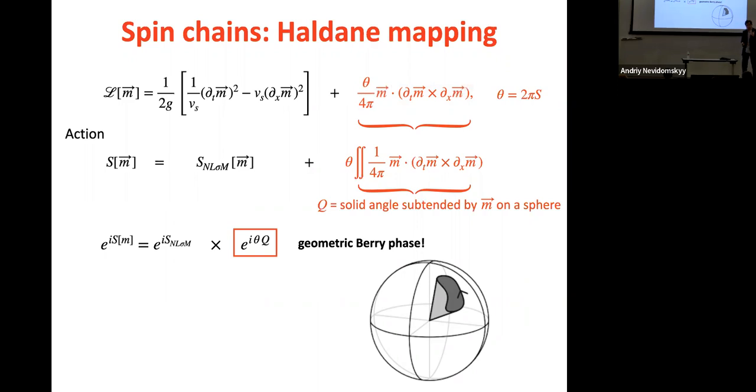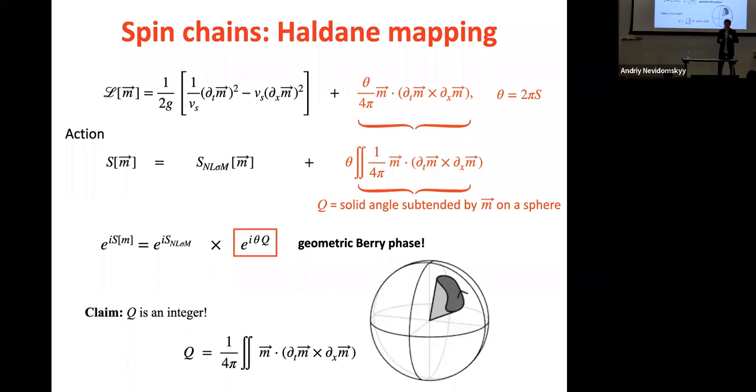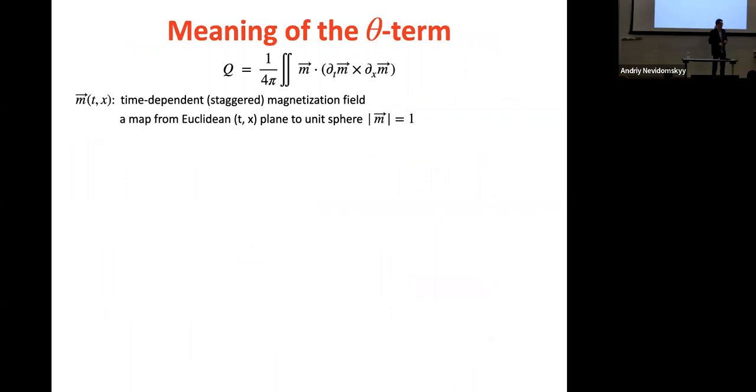And it turns out that when you exponentiate the action, which is what we are told to do, you end up with a geometric phase, and that's known by the name of the Berry phase. Which, by the way, at the time when Haldane was writing this, Michael Berry's papers weren't written yet. But now we know this is a Haldane phase. So moreover, what's interesting is that this phase over here, multiplying theta, actually is an integer. So let me try and convince you why.